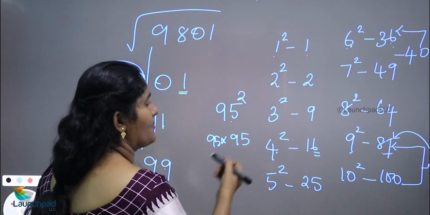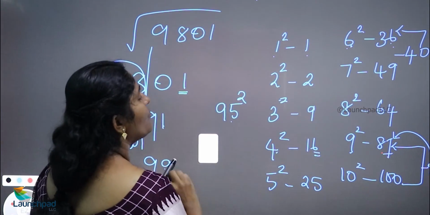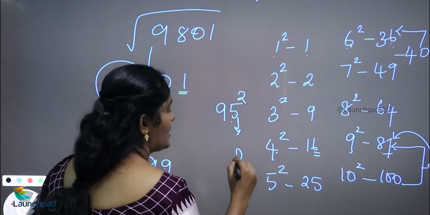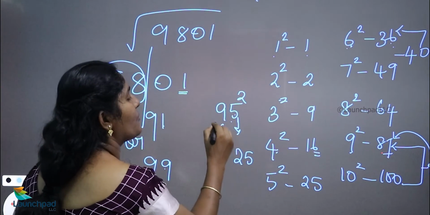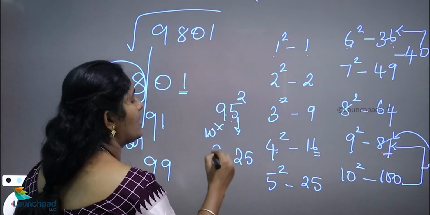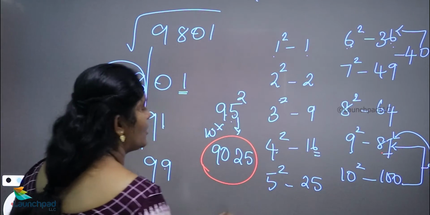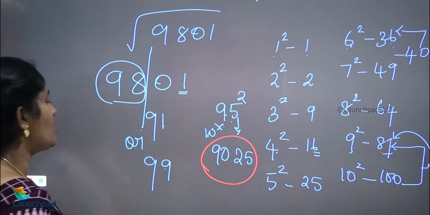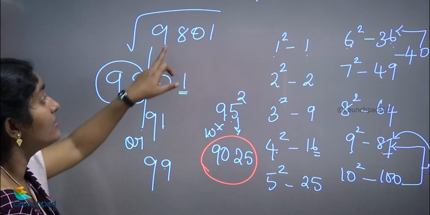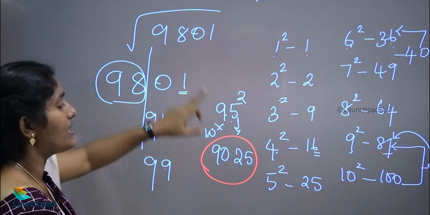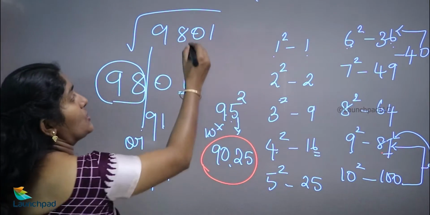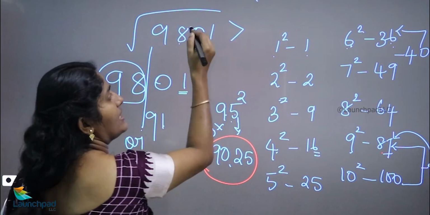Don't waste your time. What is 5 square answer? 25. What is the next number from 9? 10. 9 tens are 90. So 9025. The given result is greater when compared with this one.